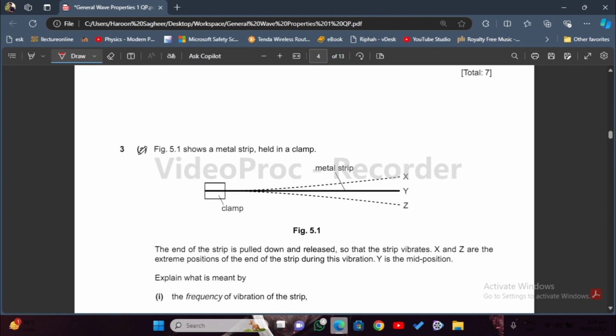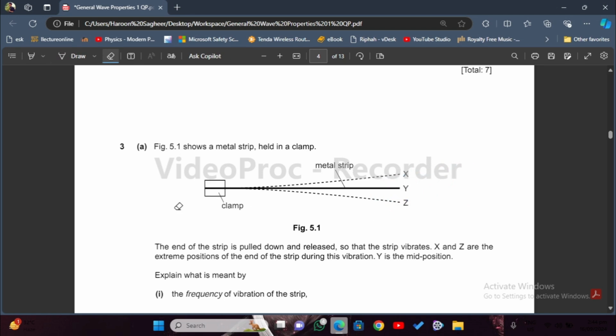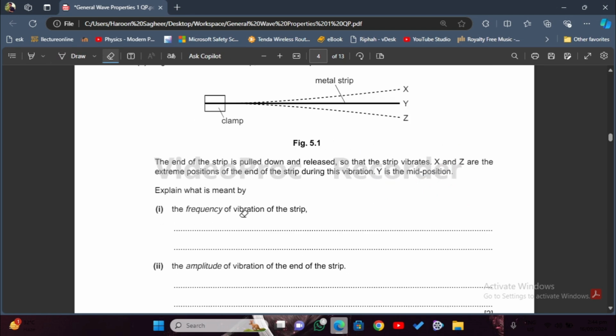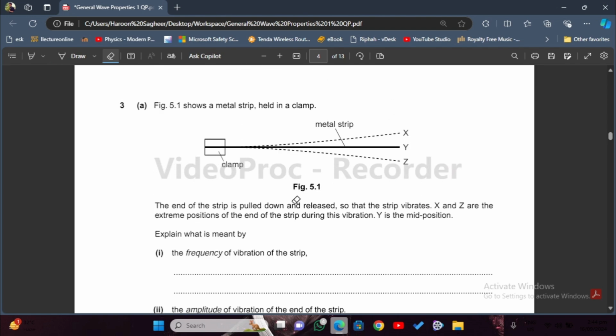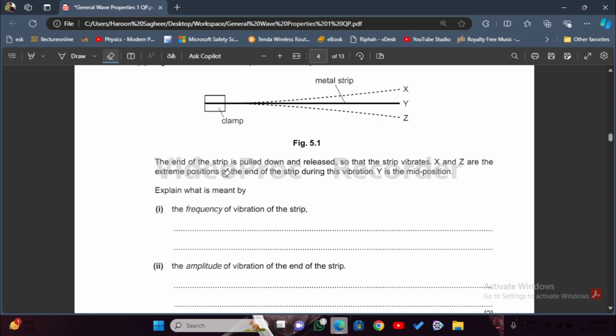Now in question number 3 part A, we are shown a metal strip which is at Y. It was initially at Y. Then what we did, we took it all the way to Z and left it. So it started to vibrate like this, in this direction. I hope you got the basic idea. Let's see the frequency of the vibration of the strip. Now how can we say what the frequency is going to be? It will be just the number of waves.